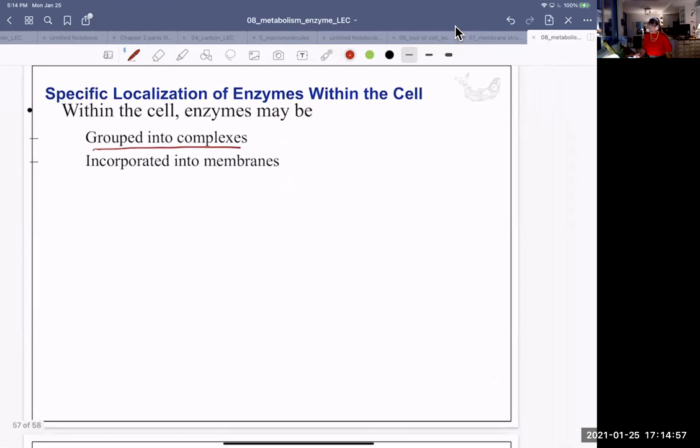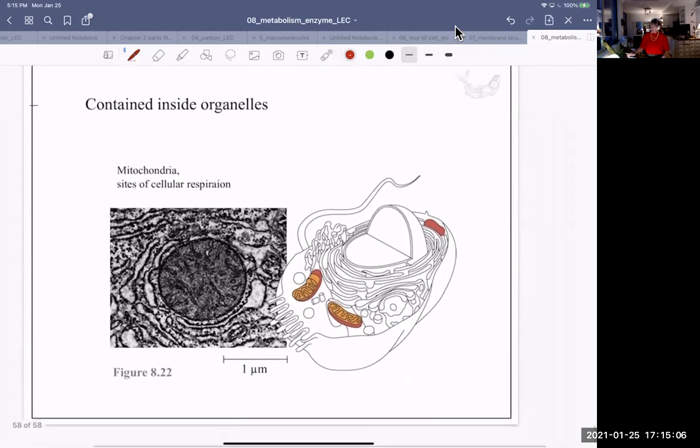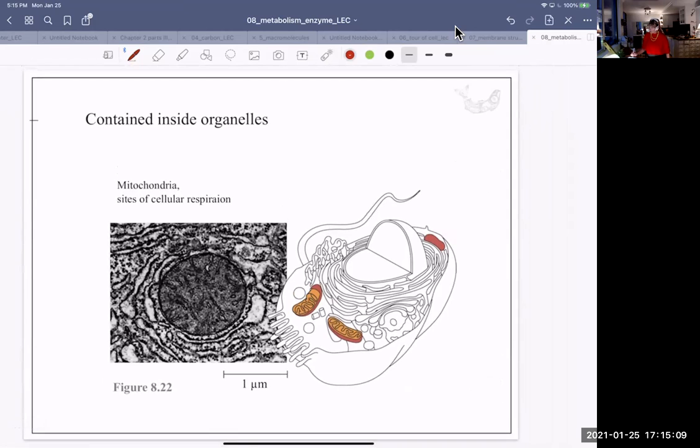Lots of times those enzymes are grouped into complexes and they're incorporated into membranes in both cellular respiration and in photosynthesis. And they're contained inside organelles. So if you were to look inside mitochondria, there's loads of cisternae or internal membranes, and these are all studded with enzymes. They're embedded right into the membrane. And that's where the sequence of cellular respiration takes place. Which is our next topic. So I'll stop now.